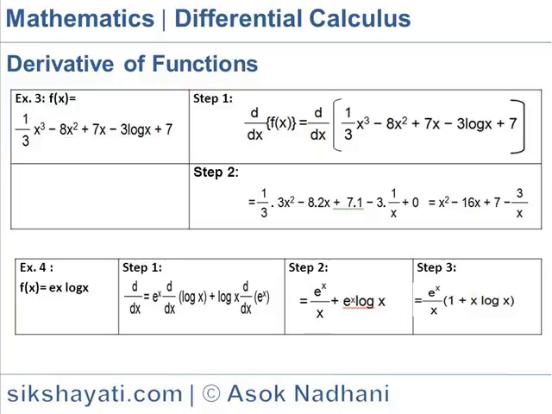Example 4, f(x) is equal to e to the power x into log x. Step 1, d/dx of e to the power x into log x plus log x into d/dx of e to the power x. So from that in step 2 we get e to the power x by x, because d/dx of log x is 1 by x, plus log x into e to the power x, because d/dx of e to the power x is equal to e to the power x itself.